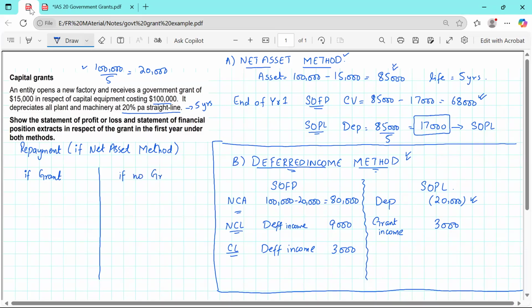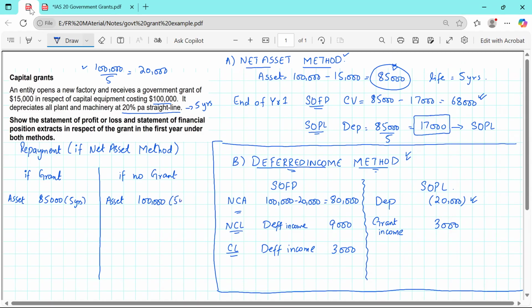Now in the net asset method, the grant was there. So at what value did we record the non-current asset? At 85,000 initially, right? So the asset was recorded as 85,000. And if there was no grant, then what would have been the value of the asset? 100,000. So the useful life we know is 5 years.